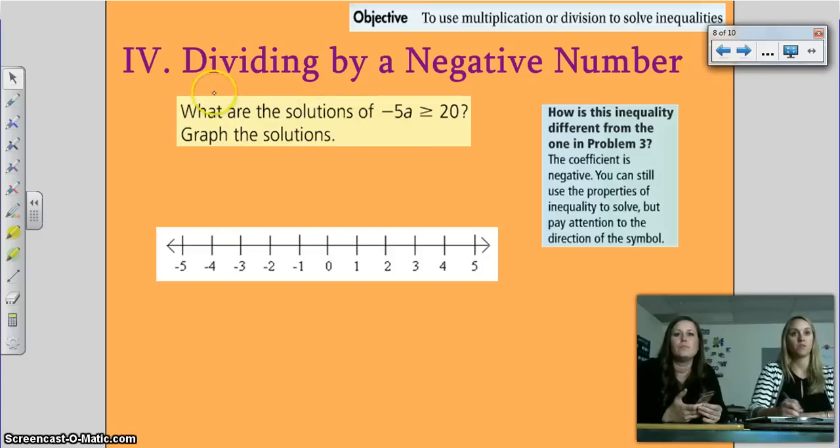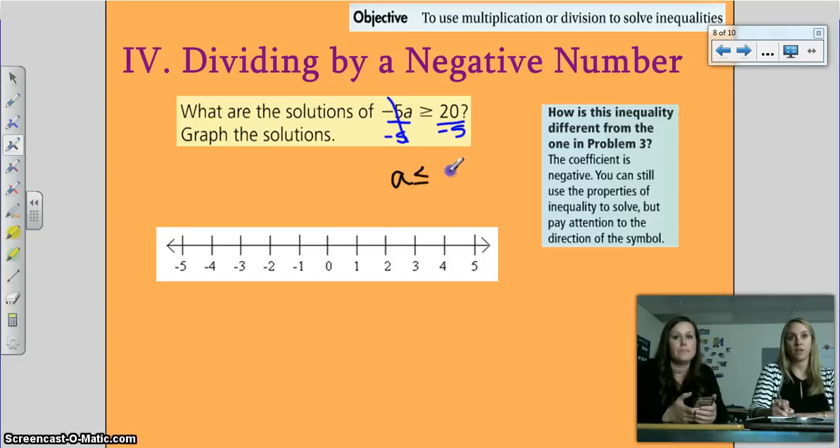Okay, what are the solutions of this? Negative 5a is greater than or equal to 20. Now, the coefficient is negative, so we still have to pay attention to the direction of the sign, right? So divide by negative 5, I'm dividing by a negative, so flip it. Negative 4. Okay. Closed circle. Negative 4. And we shade to the left.